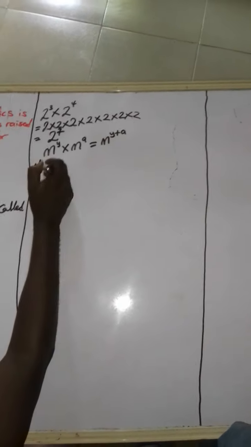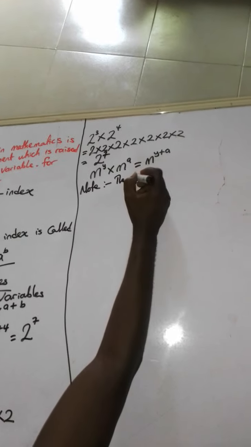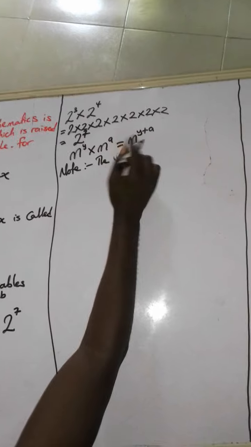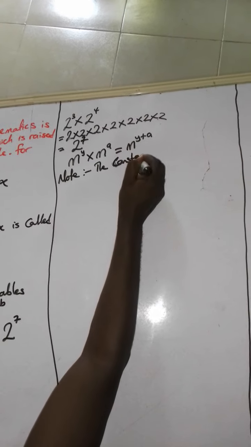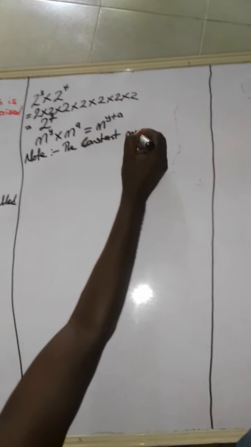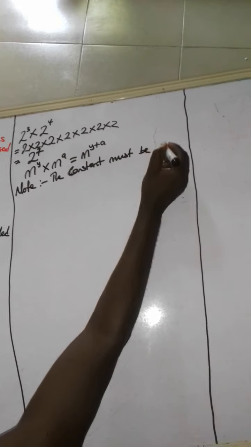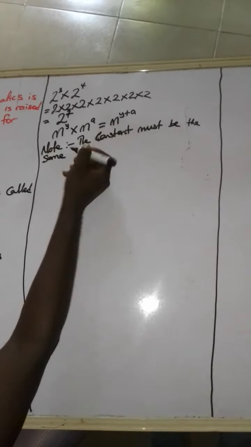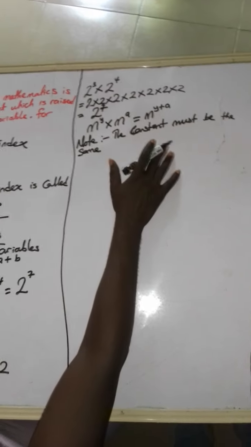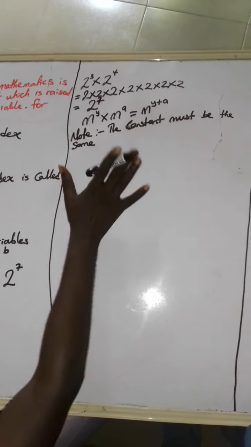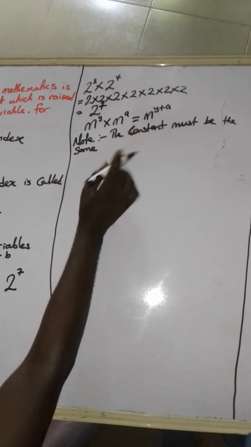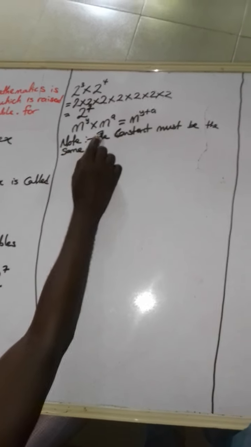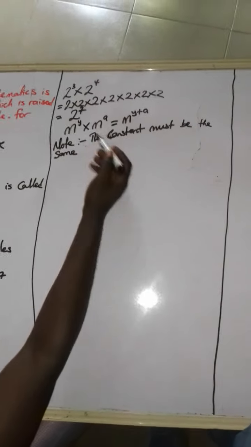Note, the constant must be the same. Now there are instances whereby you might not have the constant, but we are still going to get there. But let us just have this at the back of our mind, that the constant must be the same before we can invoke that law of multiplication.